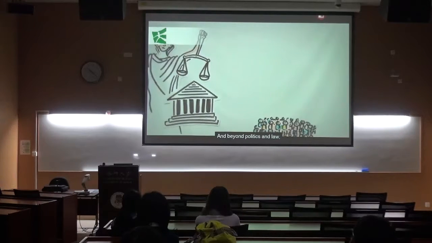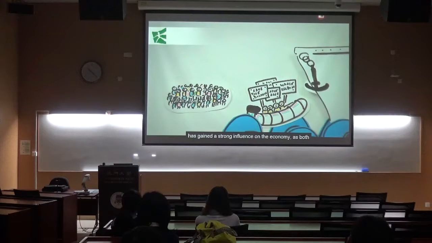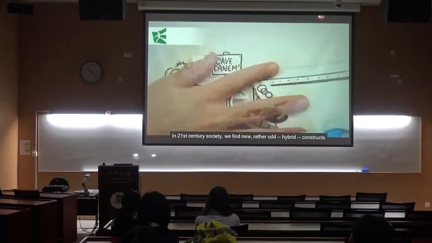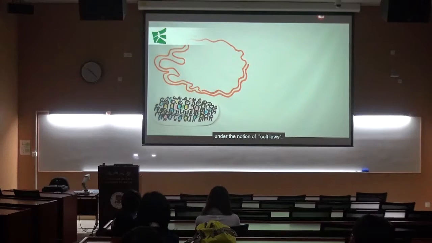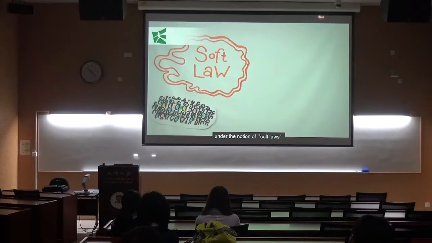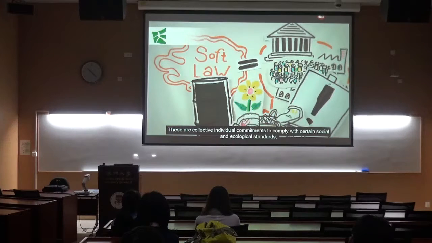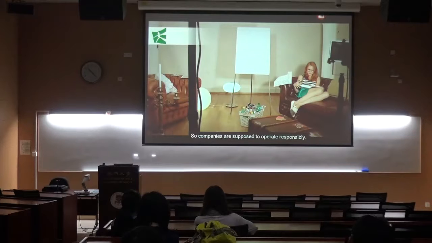And beyond politics and law, civil society, in particular NGOs, have gained a strong influence on the economy, as both vicious watchdogs and as partners of business. In the society of the 21st century, we find new, rather odd hybrid constructs under the notion of soft laws. These are collective individual commitments to comply with certain social and ecological standards, such as collective industry agreements or the UN Global Compact. So companies are supposed to operate responsibly.